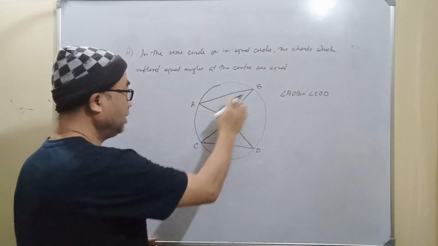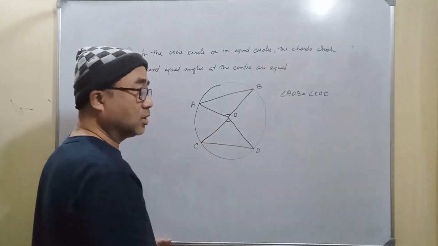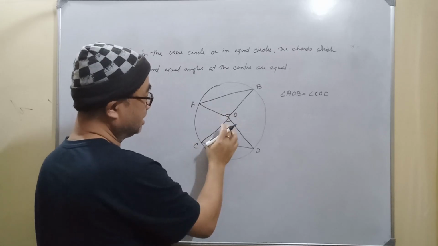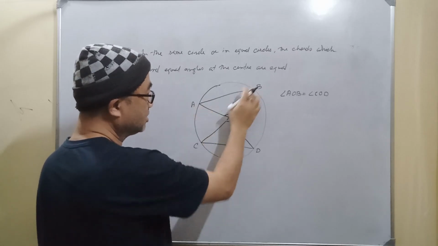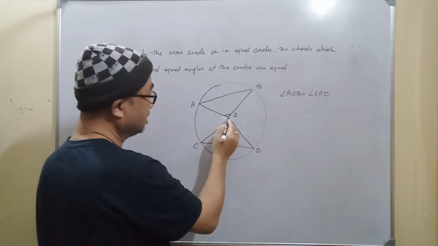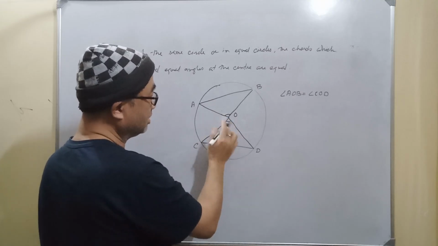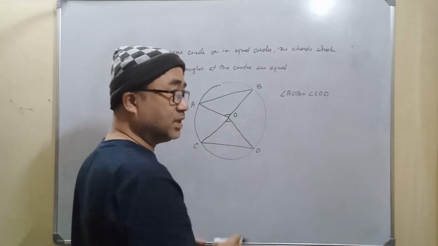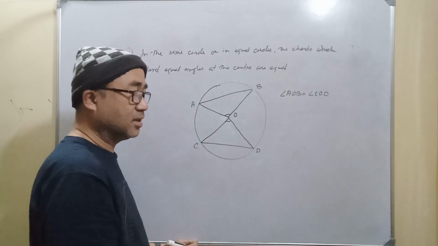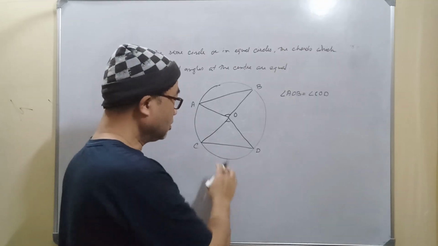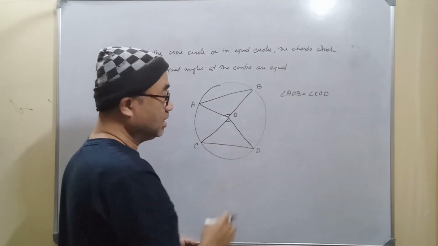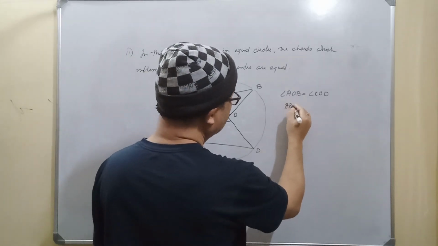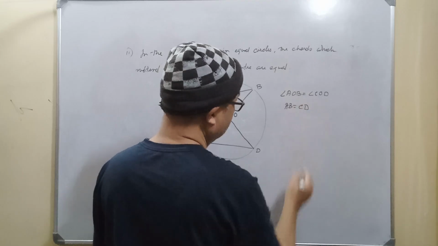If AB and CD are two chords which subtend equal angles at the center, if we join these lines, we get this angle, and joining these two lines, we get this angle, and these two angles are equal. If that is the case, then the chords AB and CD are equal. Then AB is equal to CD.